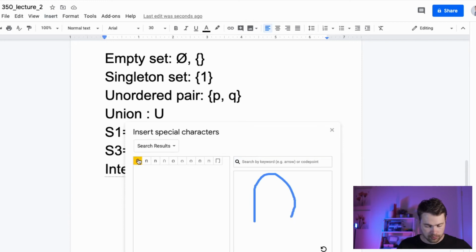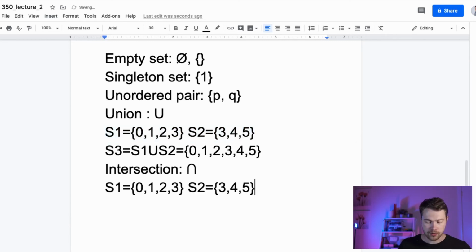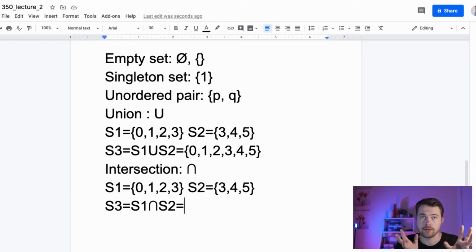Ta-da-da-da. That's intersection. Okay, so let's say I have again S1 and S2 like this, and let's say I want to create S3, which will be S1 intersection S2. Okay, so in terms of intersection, what does that mean? That means you want to find something which is in common between 2 sets. So intersection of 2 sets contains only the elements which are in common, which are contained within S1 and S2.